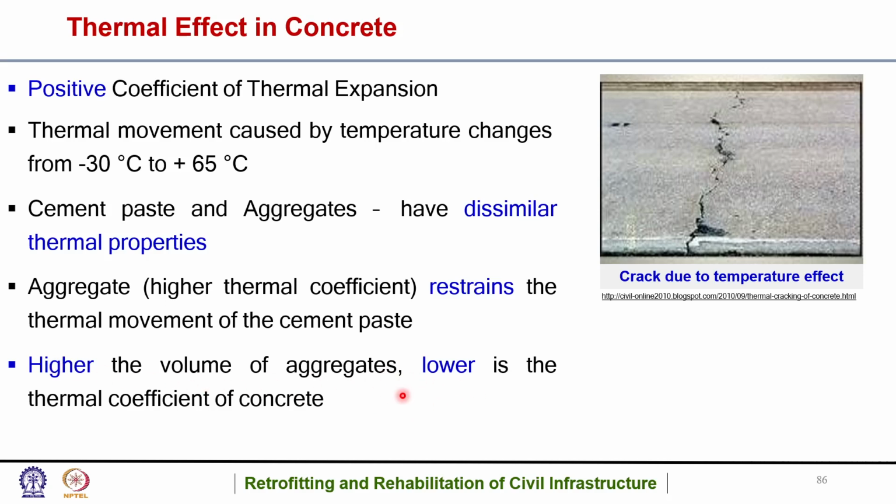If we increase the volume of aggregate, then there will be less volume of non-aggregate. Non-aggregate has a lesser thermal coefficient, because aggregate is higher. So the concrete thermal coefficient depends on the volume of non-aggregate, and with a higher volume of aggregate, there is a lower thermal coefficient of concrete. This is an example of crack due to temperature effect.